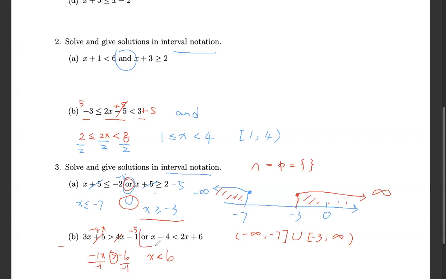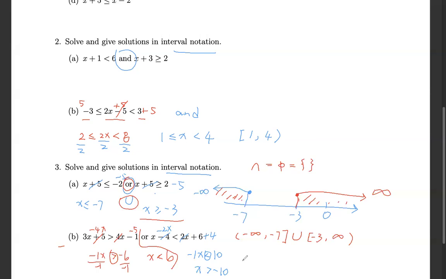So that's the first one. Now let's use blue color for the second one. +4 on both sides, -2x on both sides, x minus 2x, -1x, less than 6 plus 4, 10. Multiply by -1 or divide by -1 on both sides. Flip the sign, less than now becomes greater than. 10 divided by -1 or multiply by -1 is -10.